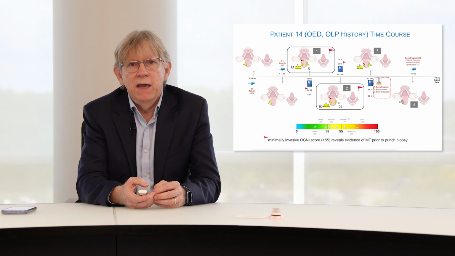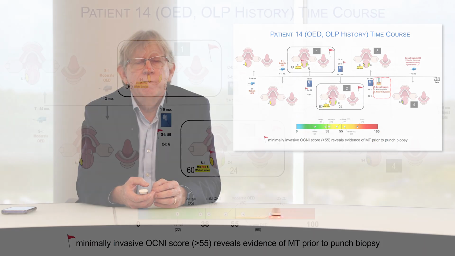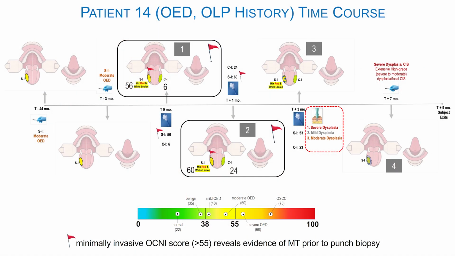Visit 2, same thing. But interestingly, this lesion, which again has a red flag, has moved from 56 up to 60. Perhaps more importantly is the contralateral lesion. It's gone up from 6 to 24. And while that still is kind of low, it's not low for this patient. And that movement from 6 to 24 is way outside of the experimental error for this kind of measurement, which is about ±3.